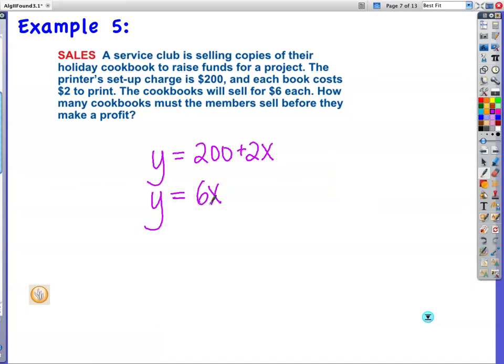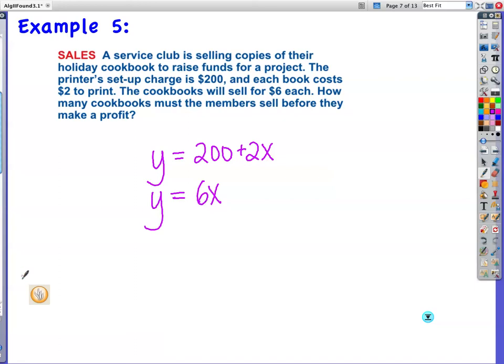Because it says, how many cookbooks must the member sell before they make a profit? Like when you break even, when you're no longer losing money, when you're starting to say, hey, we're making money, yippee-yi-ki-yay. Here's what we're going to do. We're going to go to our graphing calculators again. 200 plus 2x.